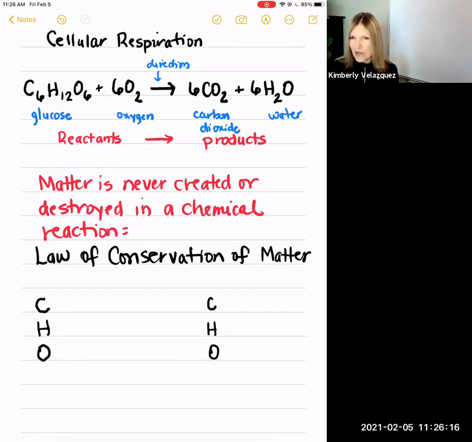Now we need to count the number of each, and those need to be the same too. And if they're not, then you have to do something to balance it. Now, I will go ahead and tell you, we will not be balancing chemical equations in this class. You'll be happy to know.